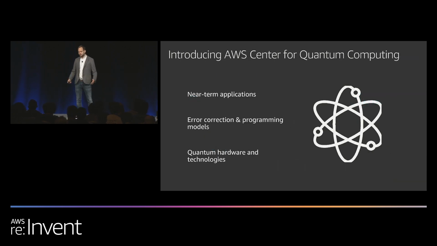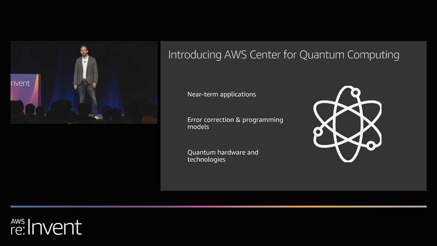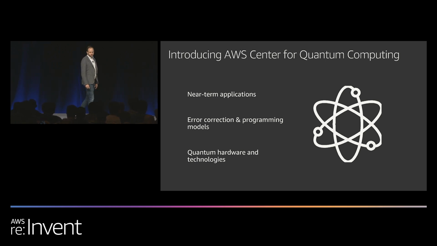And that is why we have also announced the AWS Center for Quantum Computing. The Center for Quantum Computing will be established at Caltech, which is, as you know, a pioneer in the field of quantum computing and quantum information science. The goal of the center is to bring together researchers and engineers from Amazon with academic institutions that are leading in quantum computation, and academic researchers, to collaborate on near-term applications, error correction schemes, and programming models, but also to explore the development of more powerful quantum hardware and technologies. We're very excited about this.